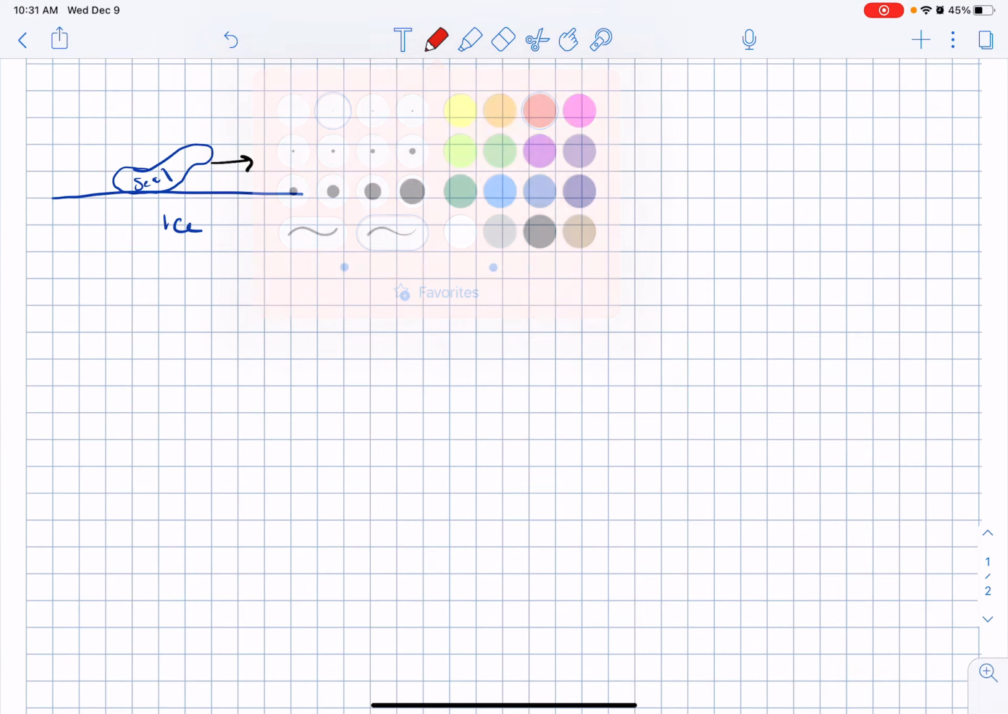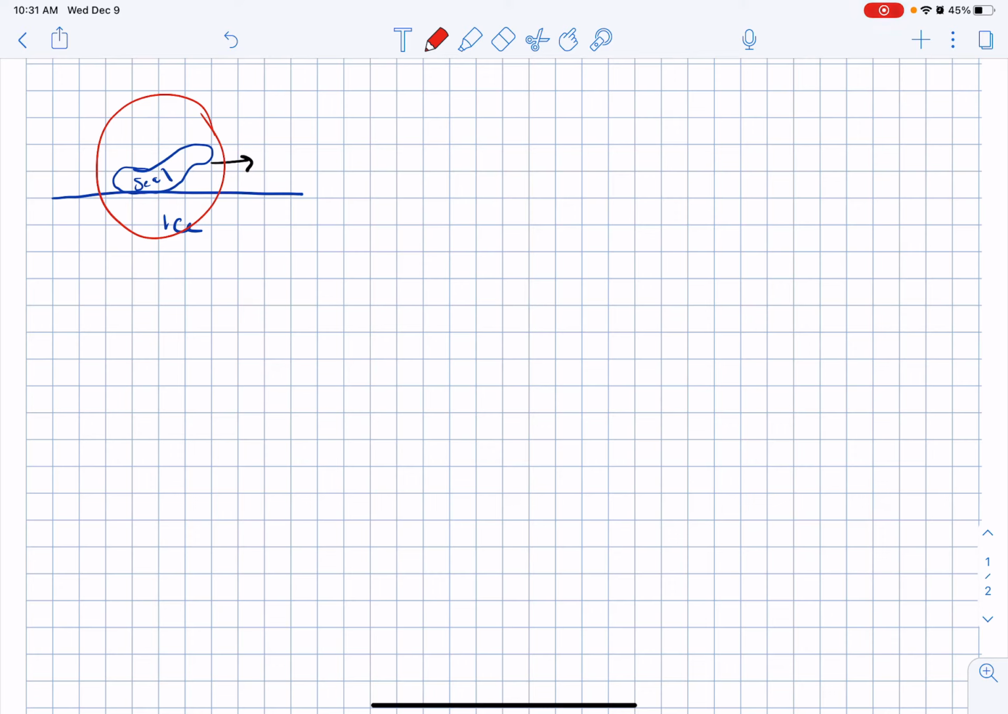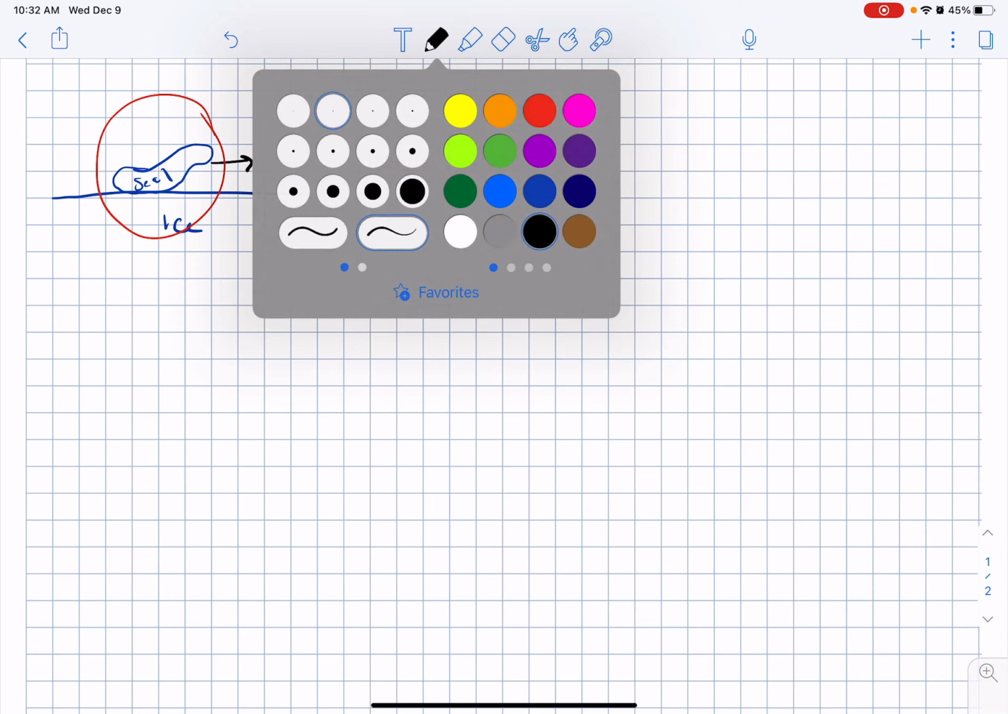Now I'm going to circle my object of interest, which is the seal. Now let's list the objects that interact with the seal. Well, we have the ice. The ice is touching the seal. And of course, the earth is always exerting a force. And now I'm looking at this, and I see that those are the only two objects exerting a force on the seal. Even though the seal is moving to the right, there's nothing pushing the seal to the right. So I'm not going to include any other objects on this list. Okay? So now we're ready to make a force diagram.